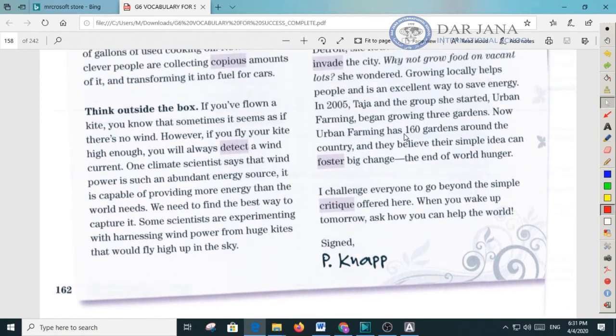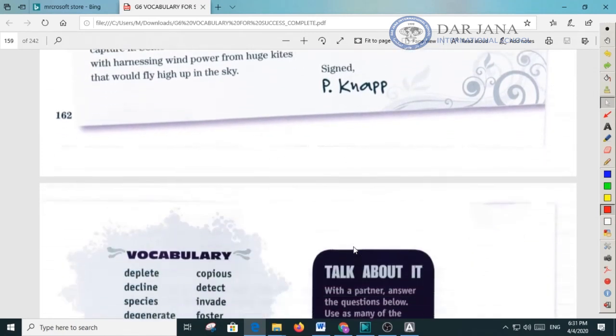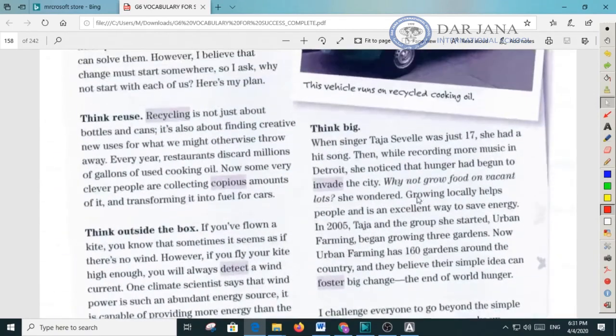So the critique would be having criticisms of hunger or not having enough gardens. So go against the simple idea of increasing the greenery in the city. And these are just ideas that you should keep in mind when doing context clues.